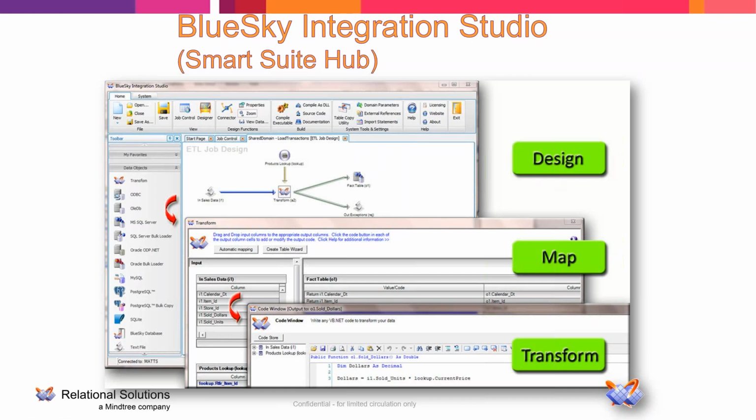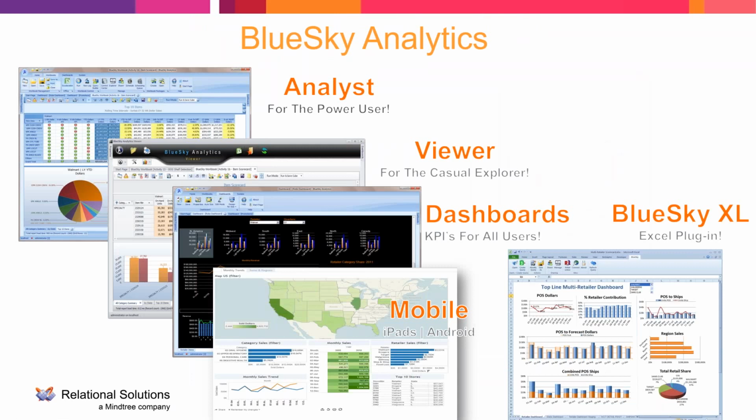The other thing is, even though we have BlueSky on the front end, which you're about to see, we also allow other BI tools to access that information. The different users are the analyst, the power user, and the viewer. We've also got dashboards and our Excel plugin. We also have mobile support for customers who like to use products like Tableau and QlikView.